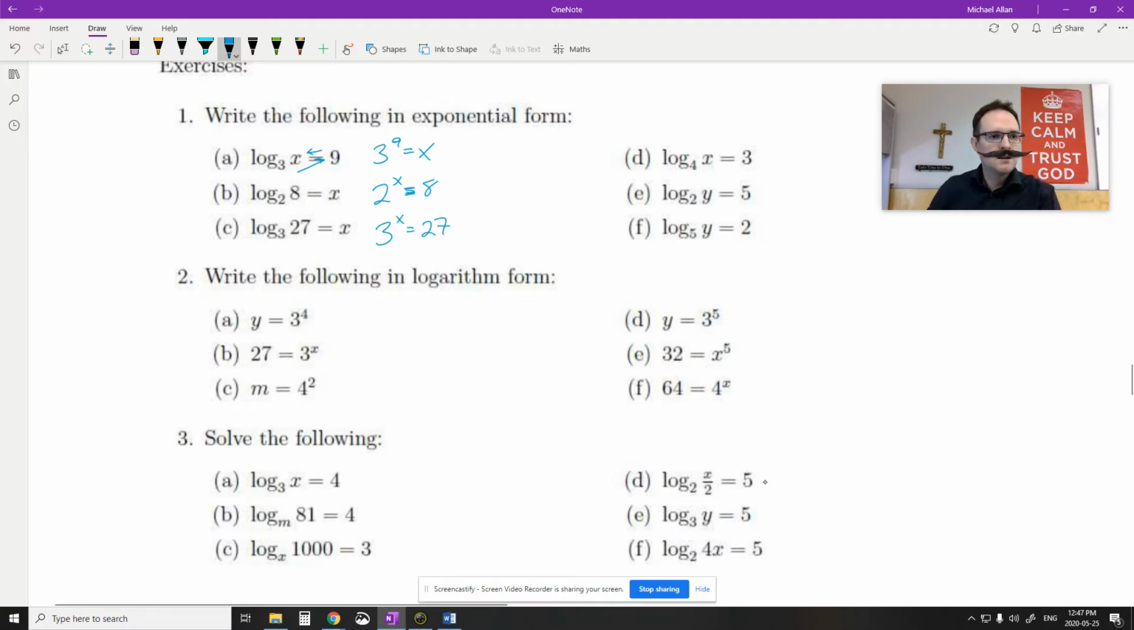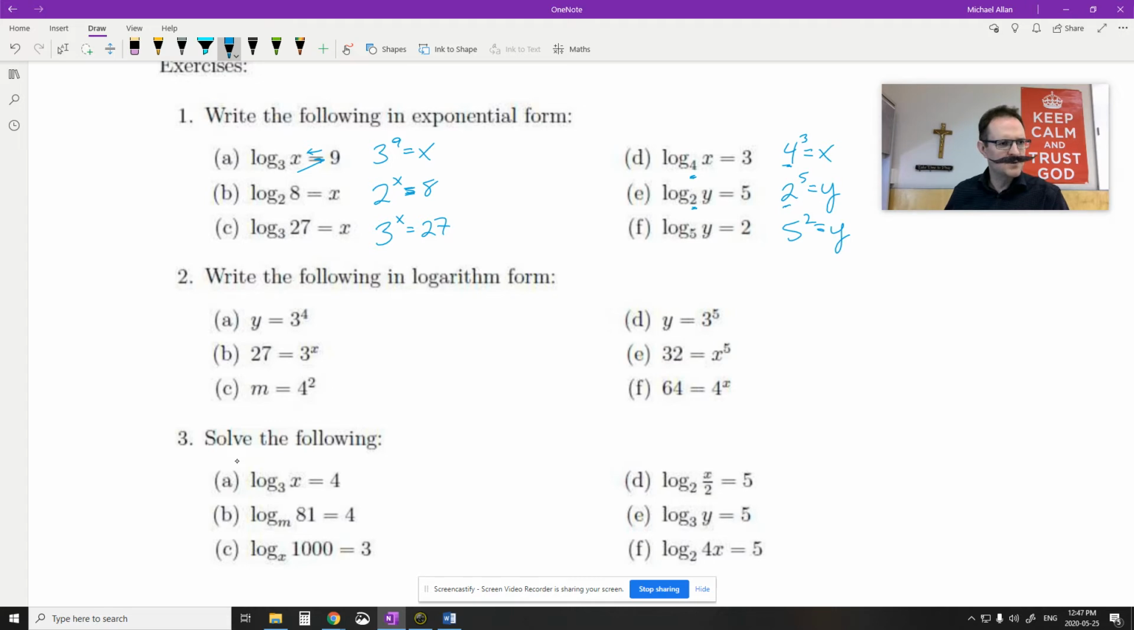This one's going to be 4 to the power of 3 is equal to x. 2 to the power of 5 is equal to y. And 5 to the power of 2 is equal to y. So if you try those out, you're just switching those. You're keeping the bases the same. You notice that this is base 4, that's base 4, base 2, that's base 2, etc.